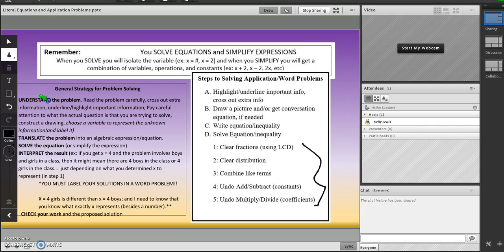You could also think of it as you need to understand the problem, which is this. You need to translate the problem, which is this guy. You need to solve the problem, which is this guy. And then you need to interpret the results. So if your answer is 4, is it 4 dogs? Is it 4 ducks? What does that 4 mean? And then you need to check your work. Okay, remember, we solve equations and we simplify expressions. So let's go talk about that a little deeper.